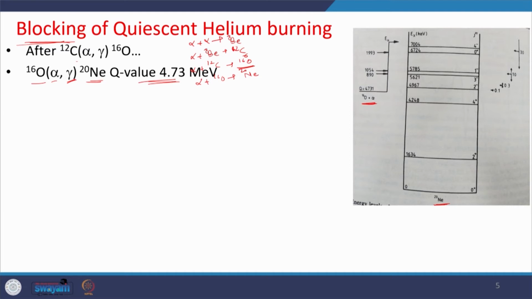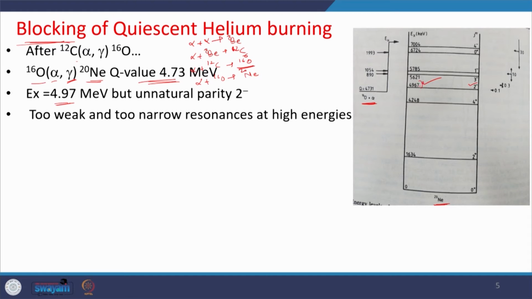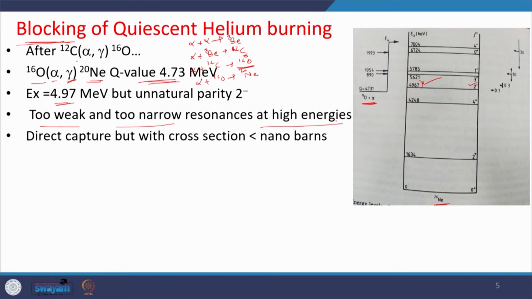it is 4.73. Now, at 4.97, fortunately in the neon 20, there is a state. So, naturally we expect some kind of resonance reaction, so that we can get a high rate because of this resonant reaction. But unfortunately, due to unnatural parity of 2 minus, the reaction does not proceed through this channel. So, this 4.97 channel is gone, and the remaining levels, if we consider them for the resonances, are too weak and too narrow at high energies. This is another problem. Okay.